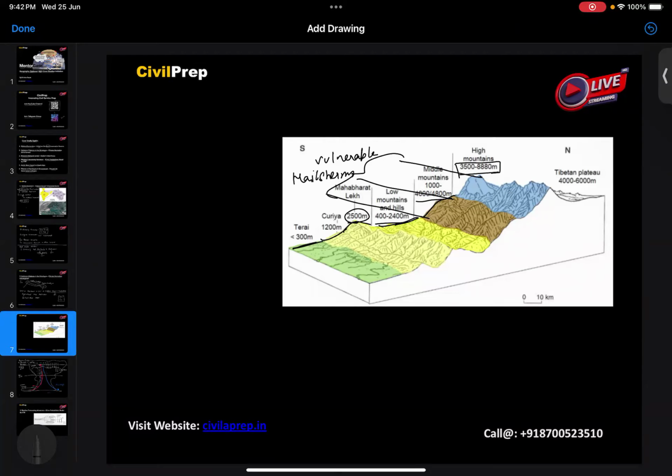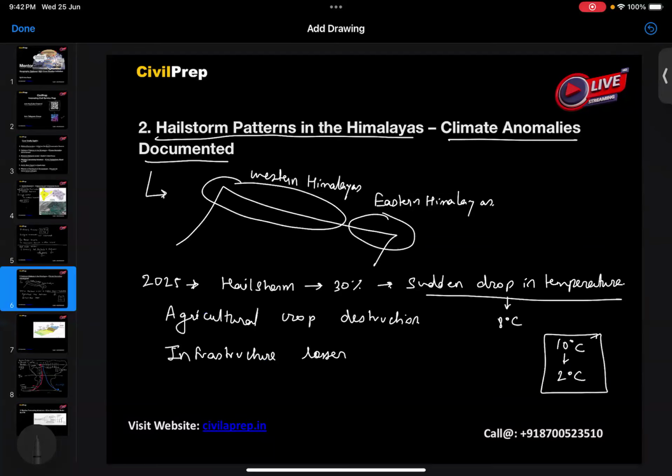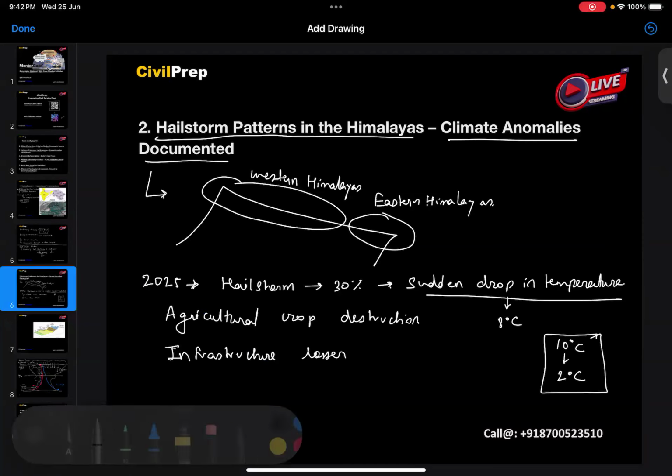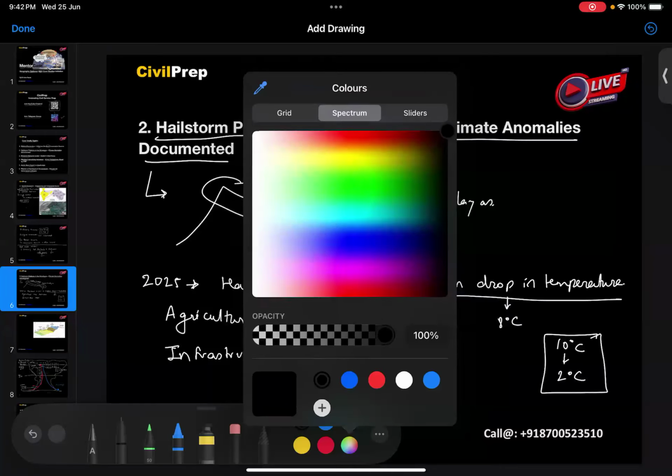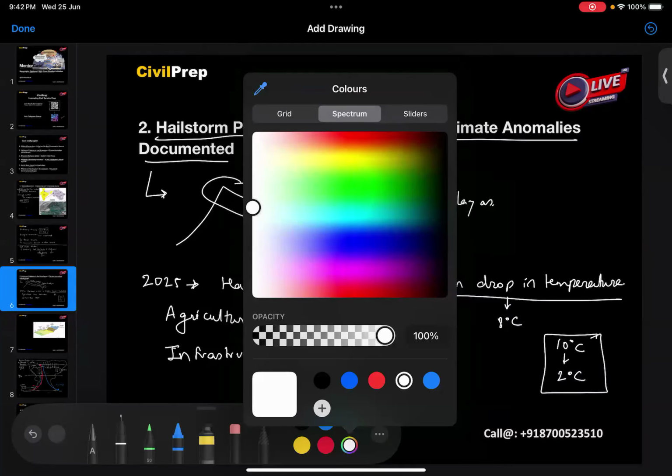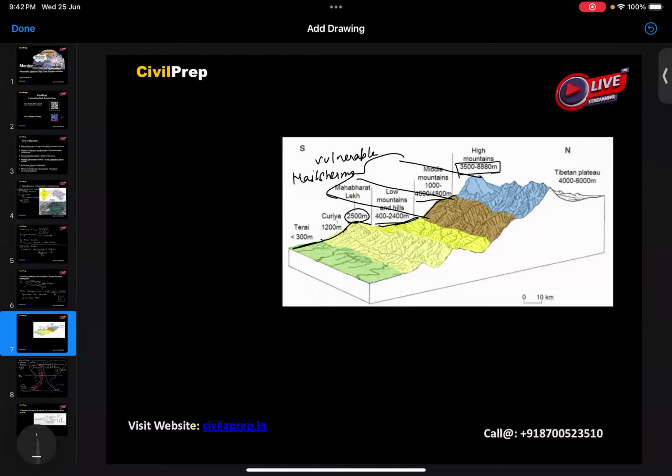Okay, so here we'll see that not only the region of the Western Himalayas, but also the region of the Eastern Himalayas is witnessing such hailstorm conditions in contemporary times. And here it is exacerbated by the climate change effect.